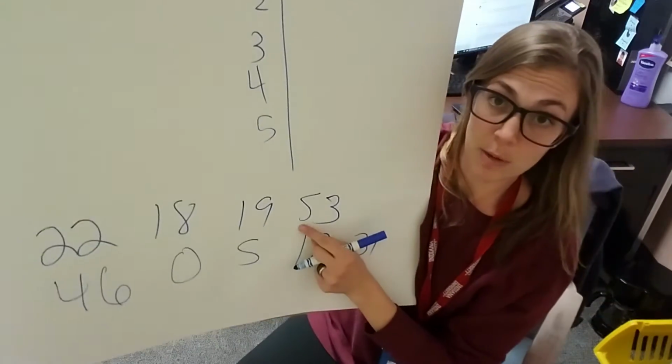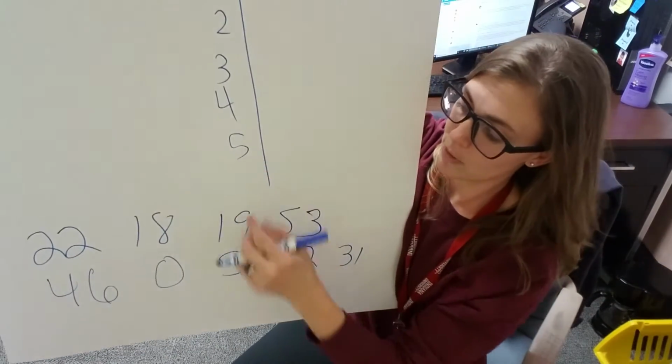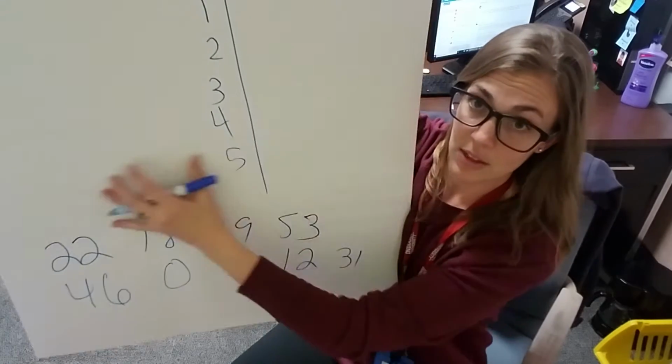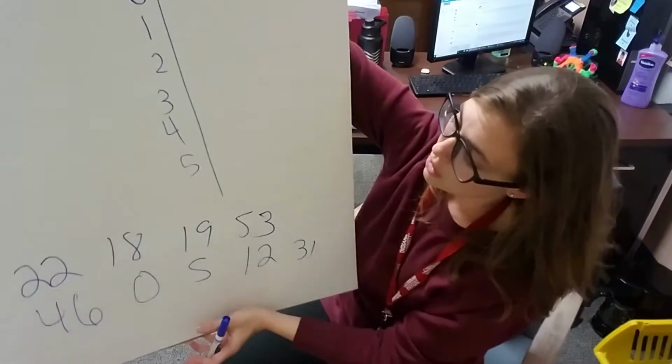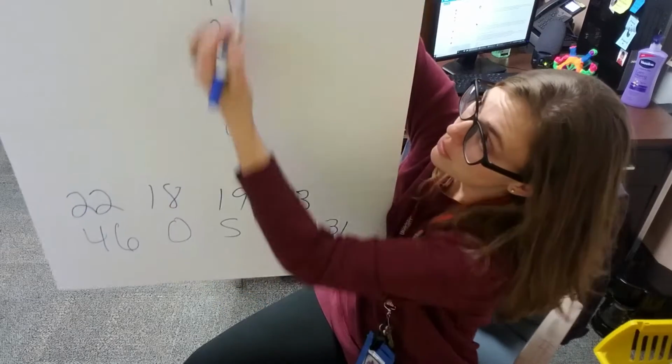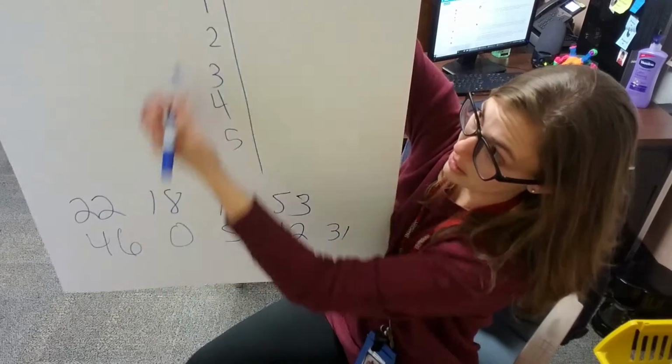Since I don't have anything above 50, I'm not going to be 50. I don't have anything in the 60s, so I don't need anything past the 50s. So for the 0, I'd be putting the 0 behind it because that fits into the 0 to 9.